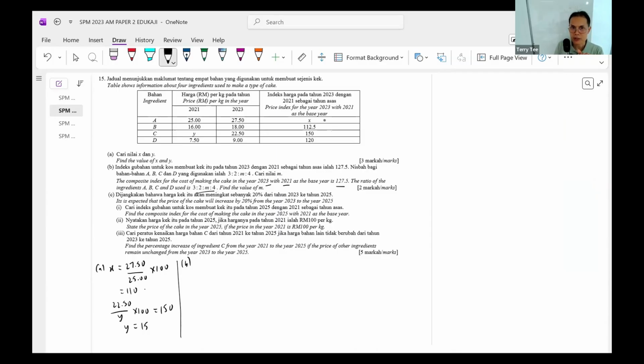Find M. Okay, I already know my X, right? My X is 110. This is your weightage: 3 : 2 : M : 4. So remember, the composite index, your I bar, is 127.5. You must take the individual index and multiply with your weightage. The first weightage is 3. Second one, 112.5 multiplied by 2. Next, 150 multiplied by M. Next, 120 multiplied by 4. Divide by the total. Wait, I think I wrote only 110. Yeah, 110 times 3.